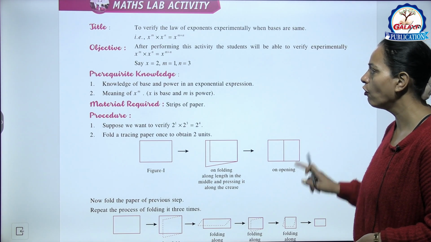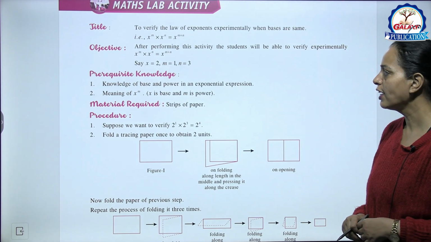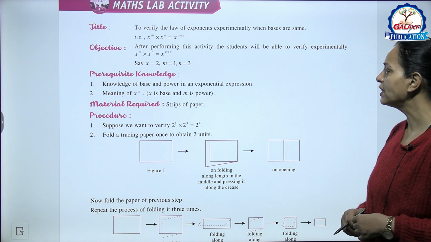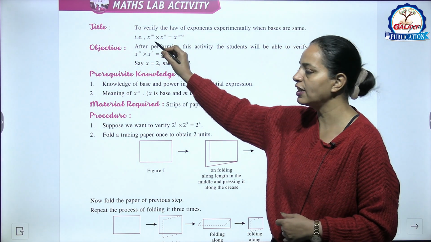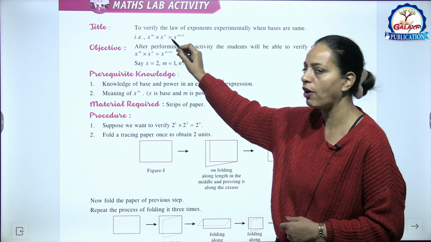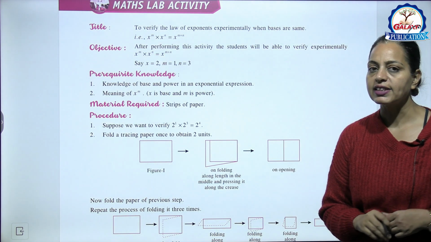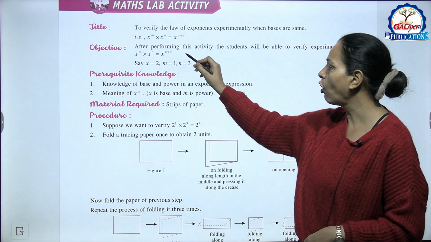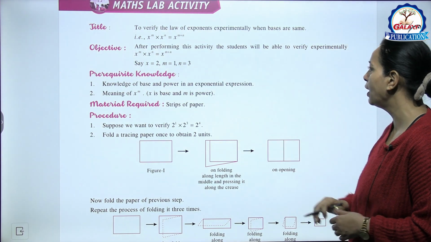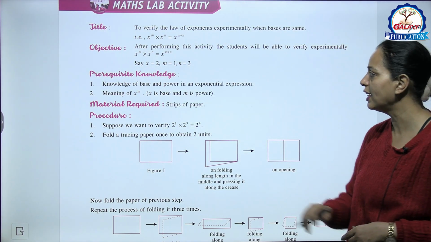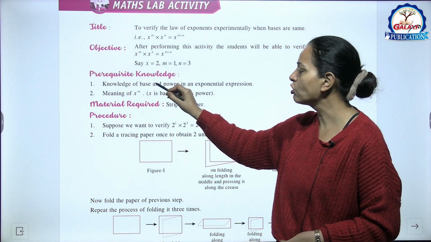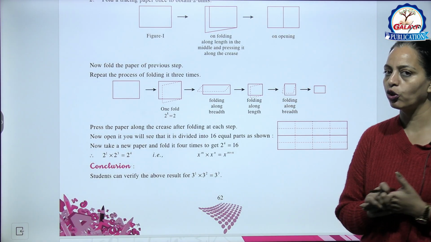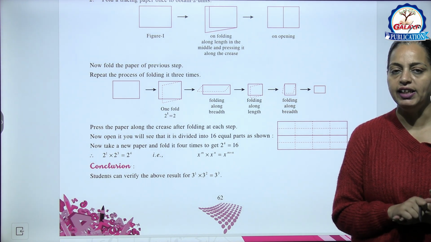Now this is the time of math lab activity titled: to verify the law of exponents experimentally when bases are the same, that is, x raised to power m into x raised to power n equals x raised to the power m plus n. Objective: after performing this activity, the students will be able to verify this experimentally. Say x is 2, m is 1 and n is 3. So you can try this one on your own. Very interesting and very easy.